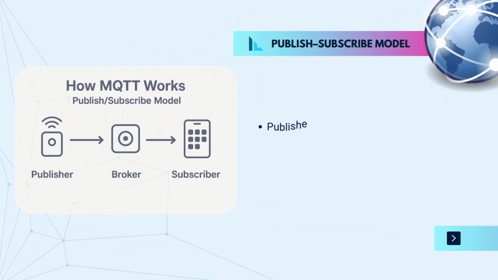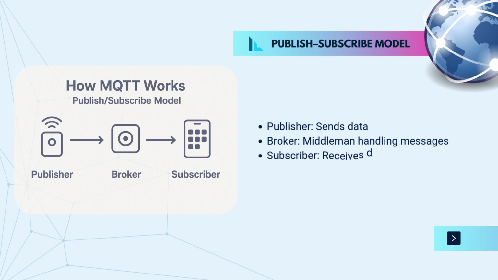To understand MQTT, we first need to understand how it communicates. Unlike HTTP, which follows a request-response model, MQTT uses something called the publish-subscribe model. Here's how it works. Publisher: this is a device or application that sends out messages. For example, a temperature sensor in your living room publishes the current temperature every 10 seconds. Subscriber: this is any device or application that wants to receive those messages. For instance, your mobile app subscribes to the living room temperature updates.